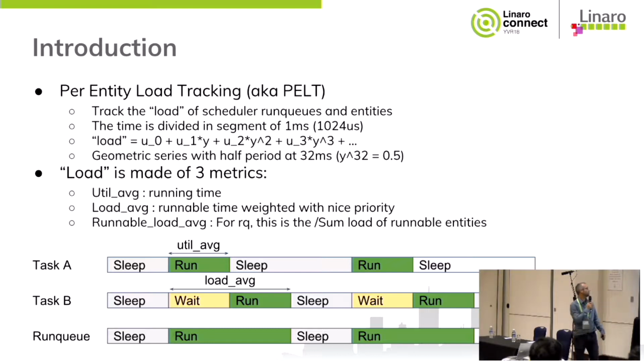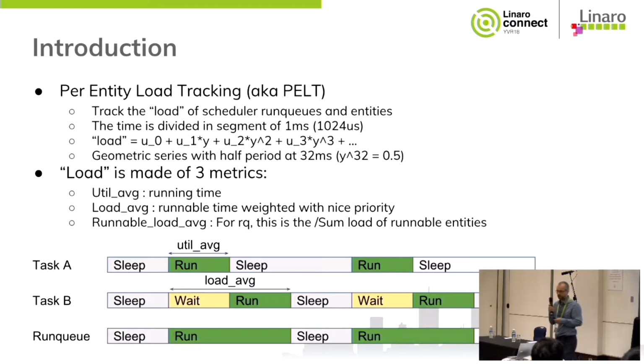For that, we have divided the time in segments of 1 millisecond. In fact, it's around 1 millisecond. It's exactly 1024 microseconds, just to make the computation easier, because it's just some shift of the bits. So that's more efficient for us. And what we are using is a typical geometric series, where we are weighting the past time slots, so that the more recent time slots have a bigger impact on the load tracking computation. So we are averaging that in order to get an average value.